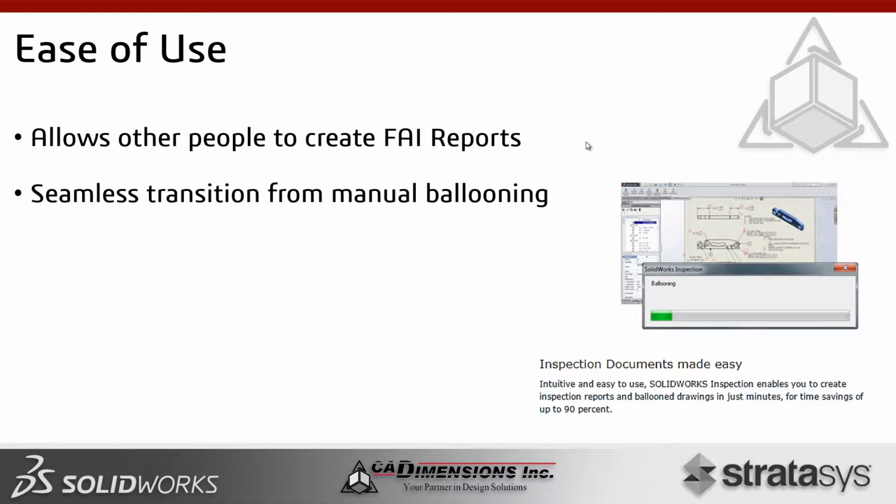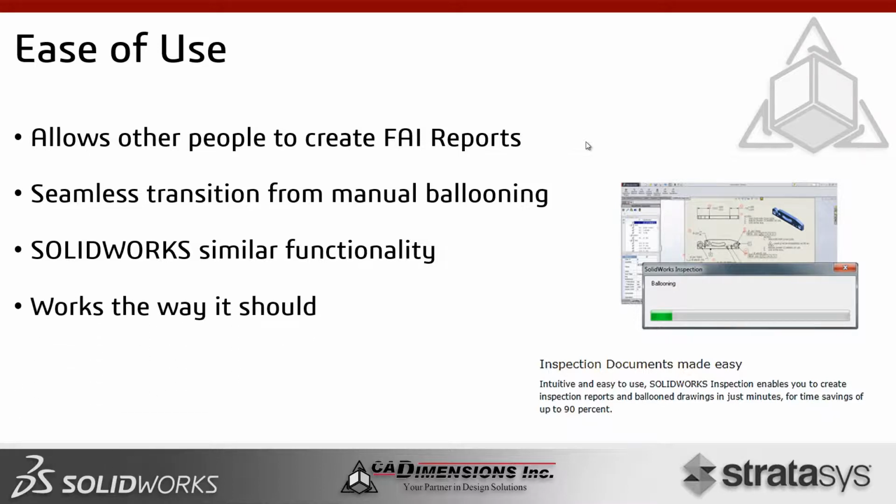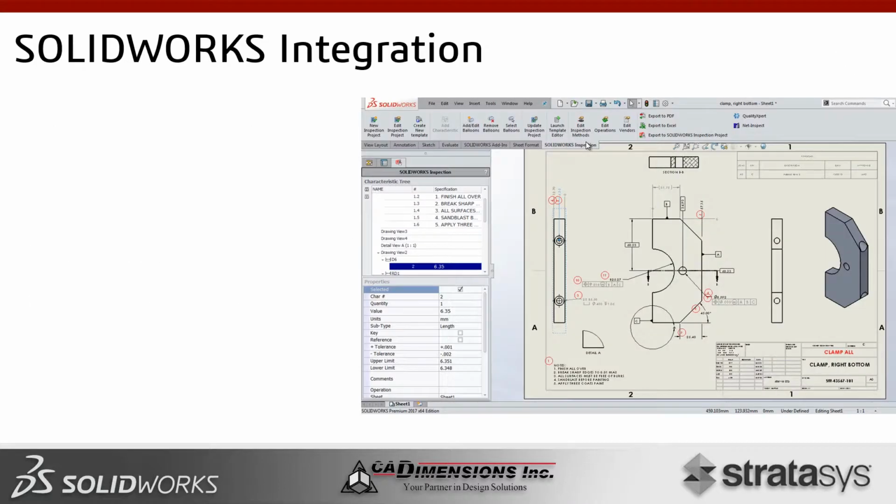So it's a seamless transition from manual ballooning. We've worked with a lot of customers that come from manual ballooning. They say the transition's extremely easy just because the interface is extremely easy. It does have SolidWorks-similar functionality. So if you're used to using SolidWorks drawings, you just zoom in, zoom out, pan, rotate, it's all very much the same. And what I like to say is it works the way it should. When you're using SolidWorks Inspection, everything works the way you think it should. It's very intuitive and very easy to use. You just create your capture and put on your tolerances if you need be, but it just works the way it should, and there's really no issues with it.